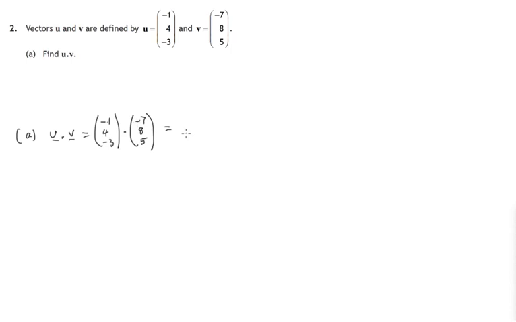So we've got -1 times -7, plus 4 times 8, plus -3 times 5. So that comes to 7, 32, -15. So it's 39 minus 15, 24.